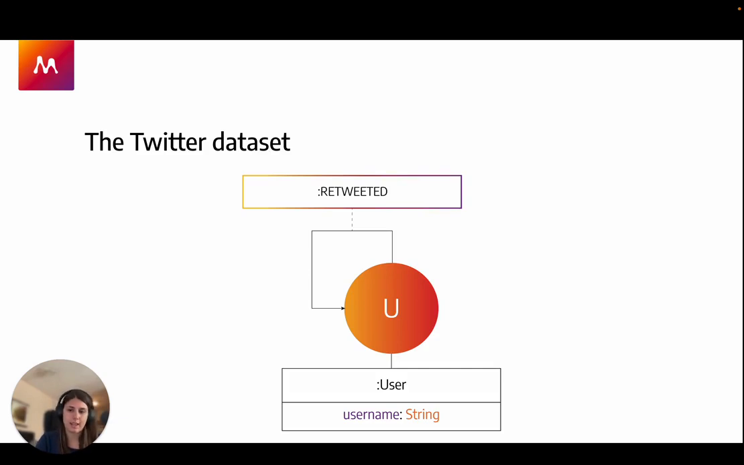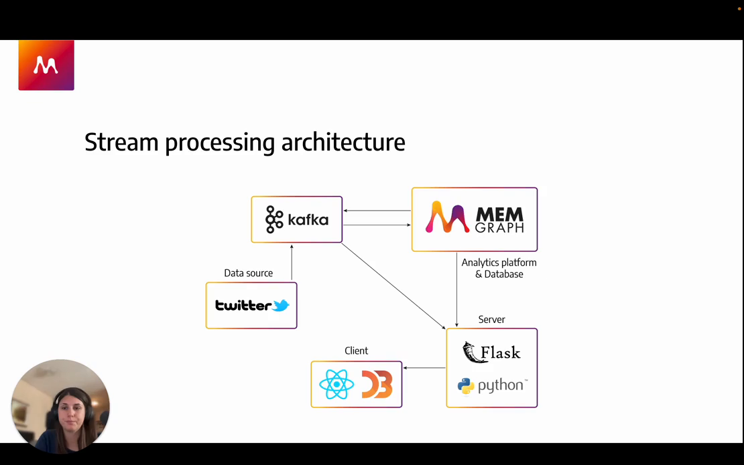The graph data model that was used is just a simple graph data model. It's nothing complicated. It's just a user. So nodes that are labeled with user have a property called username, and relationships are of type retweeted between users. So user retweeted user, and so on.